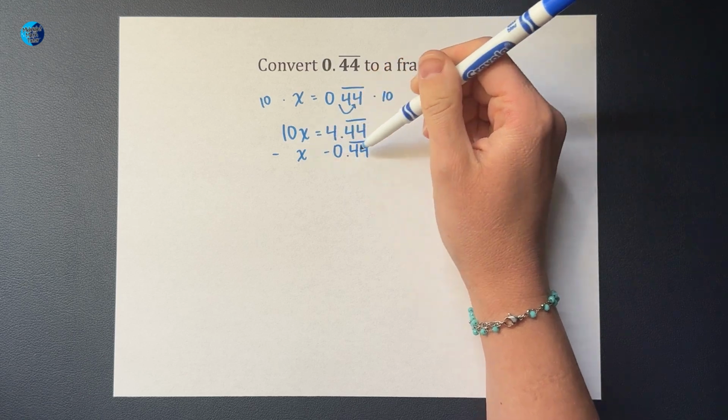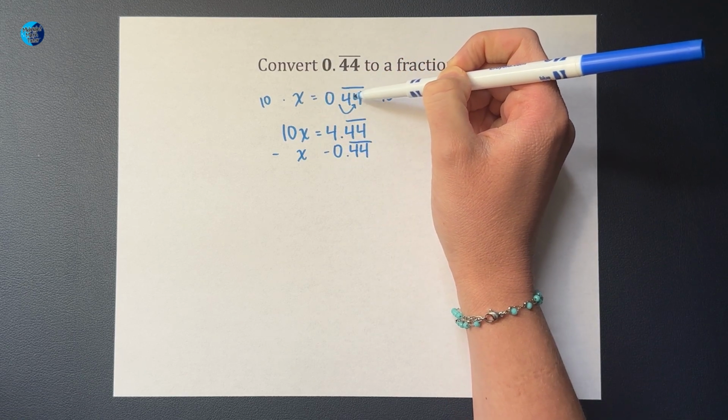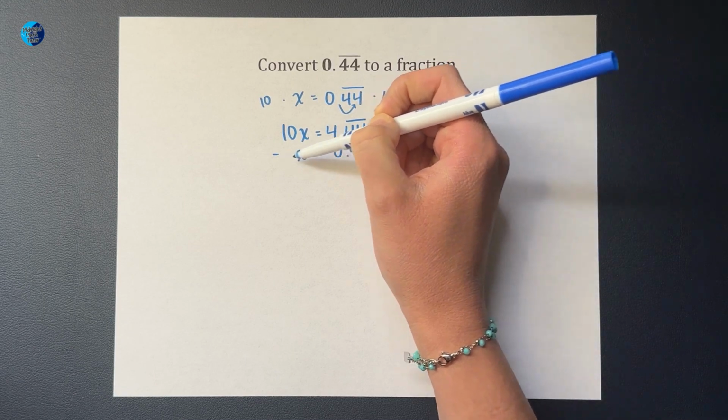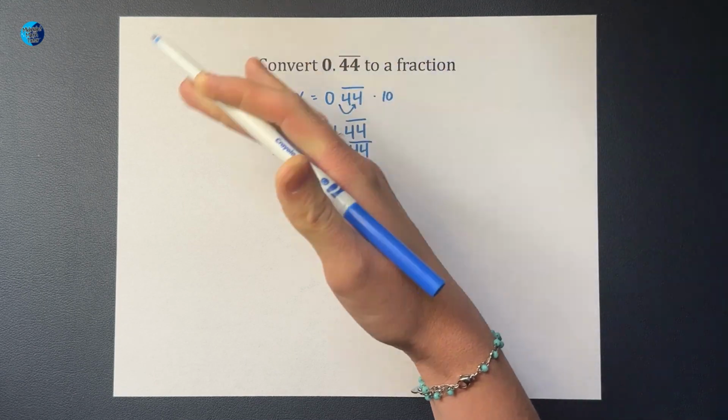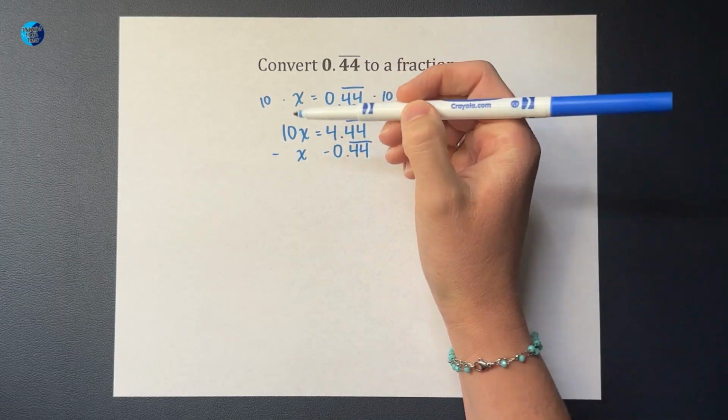Why can I do that? Because those look different. Well, if you remember up here, x is equal to 0.44 repeating. So even though they look different, they're equal to each other. So I'm really subtracting the same thing from both sides. It just looks a little different.